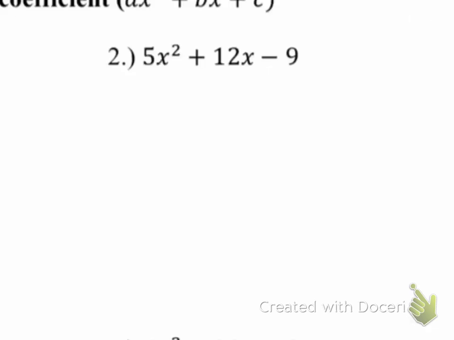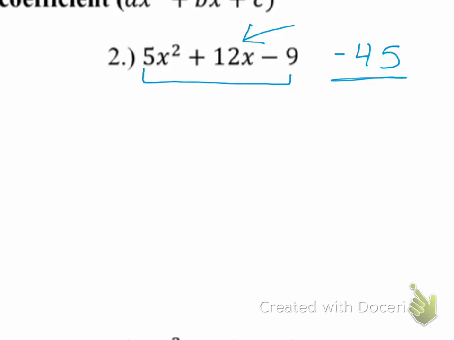So looking at number 2, same idea, 5 times negative 9, that's going to give me negative 45. So factors of negative 45 that add up to 12. Something you want to keep in mind, since its product is negative and its sum is positive, one number is going to have to be negative and one will be positive. The bigger number will have to be positive for its outcome to be a positive 12.